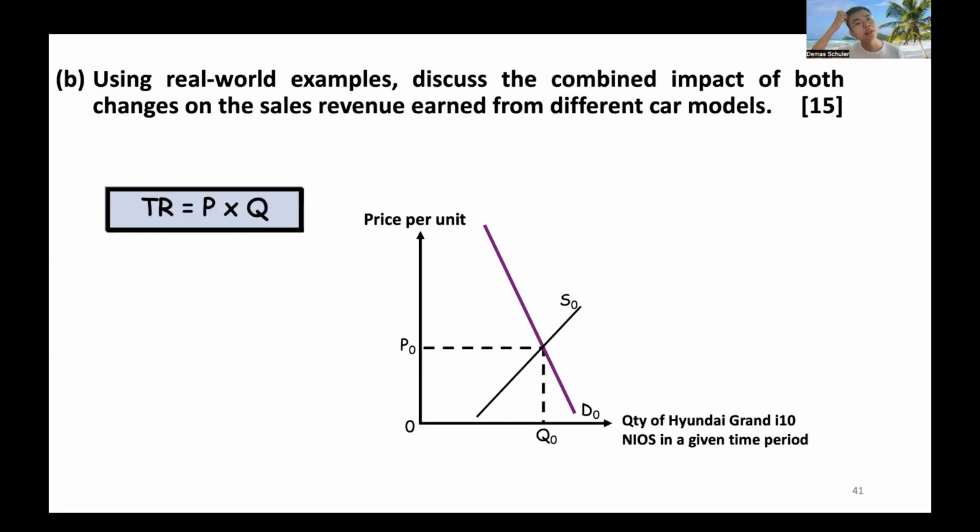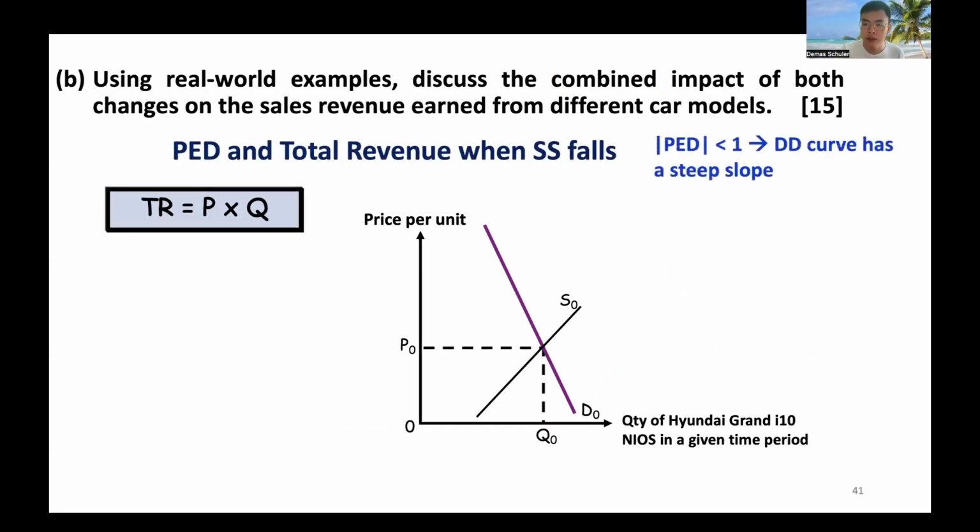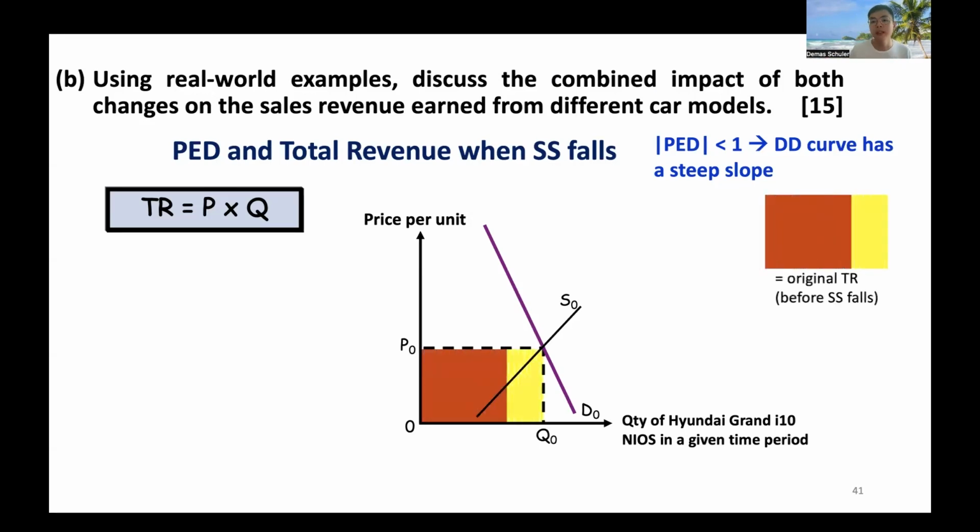Right, so obviously, demand and supply diagram, make sure everything is labeled correctly, right? And I'm going to first conduct an isolated analysis, but first of all, the PED is smaller than 1 in magnitude, so the demand curve is relatively steep in its slope, right? You can see it's not gentle at all in terms of its slope, right? And the original total revenue is the red area plus the yellow area before supply falls, right?